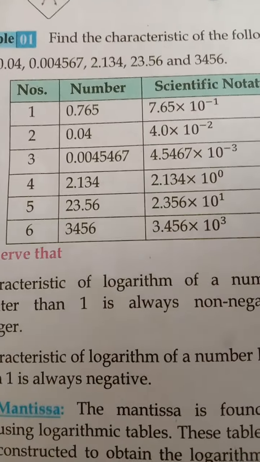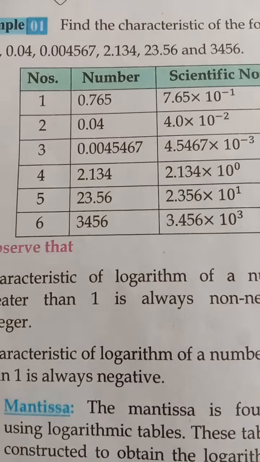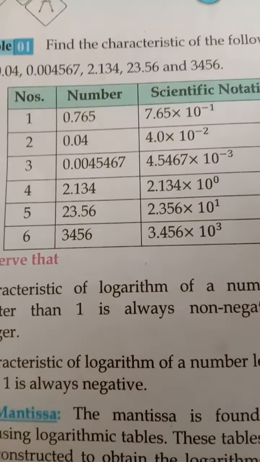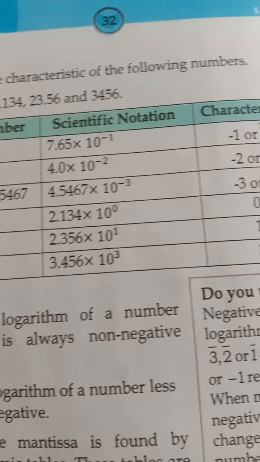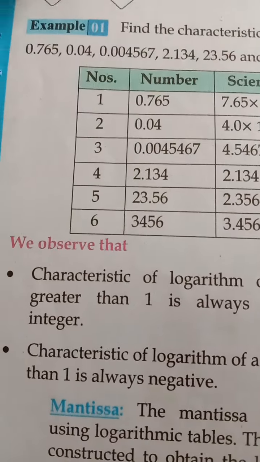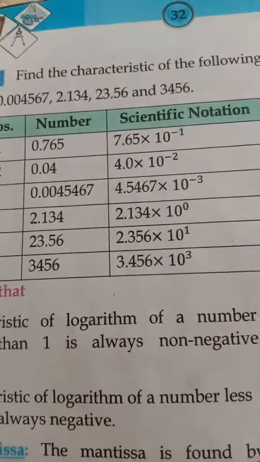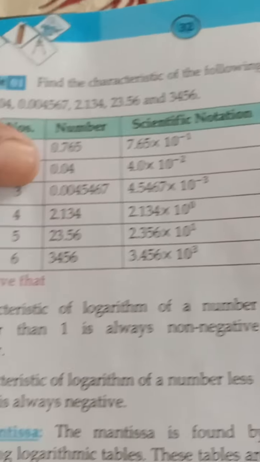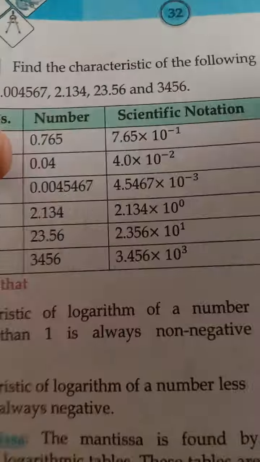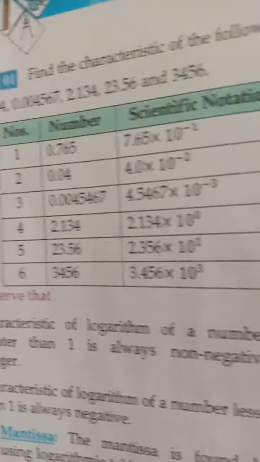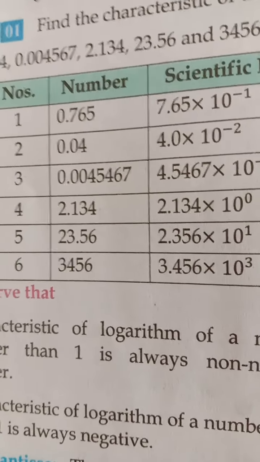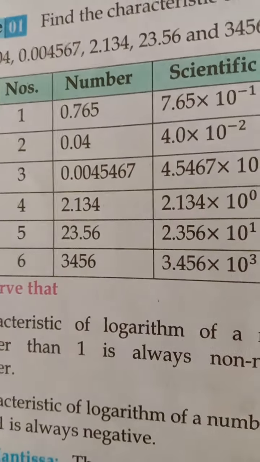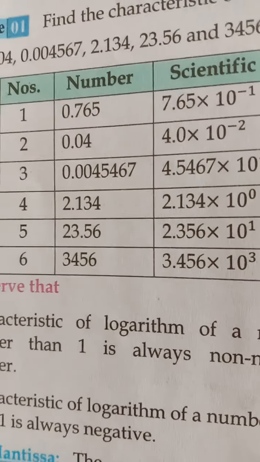Today my topic is logarithm, in which first of all I will explain the characteristic and scientific notation of the number. So the question is, find the characteristic of the following numbers. Here we have some examples. The numbers given are 0.765, 0.04, 0.0045467, 2.134, 23.56, 33456.